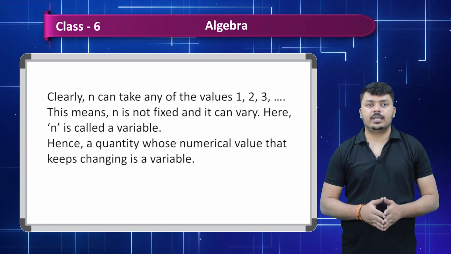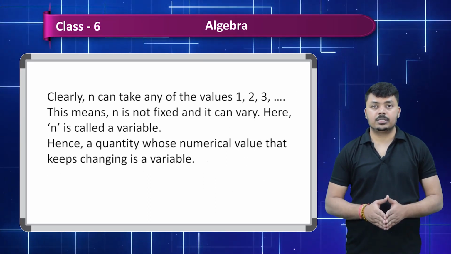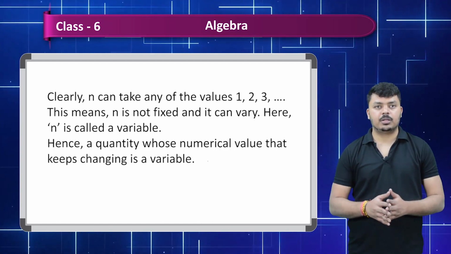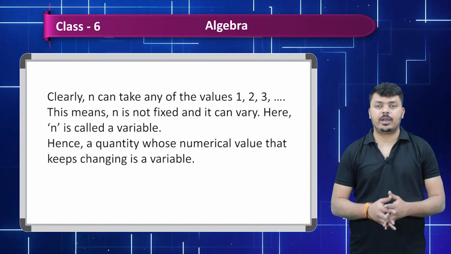Clearly, n can take any of the values 1, 2, 3 and so on. This means n is not fixed and it can vary. Here n is called a variable. Hence, a quantity whose numerical value keeps changing is a variable.